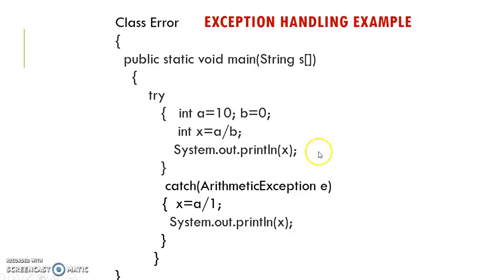So here is an example. Here we have a equal to 10, b equal to 0. If we try to divide a by b, we have a divide by 0 exception. Since we are using it inside a try block, it creates an ArithmeticException object and throws it. Once it is thrown in this line, it goes here, and in this catch statement we are handling it by dividing by 1 and it smoothly ends the program.